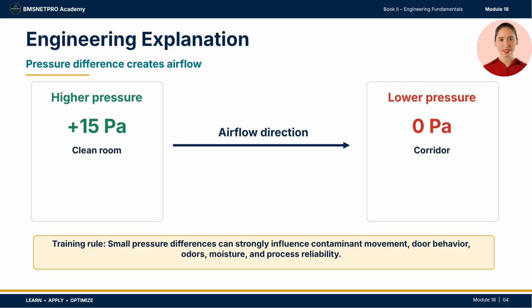When troubleshooting, ask, what is the required airflow direction? What pressure relationship should create that direction? And what airflow paths support or defeat it?